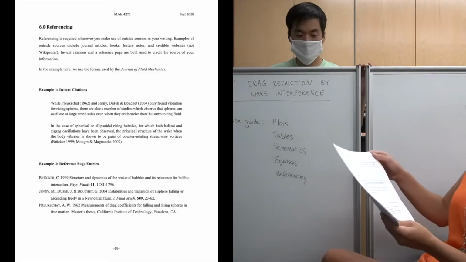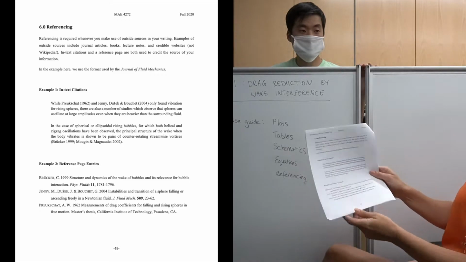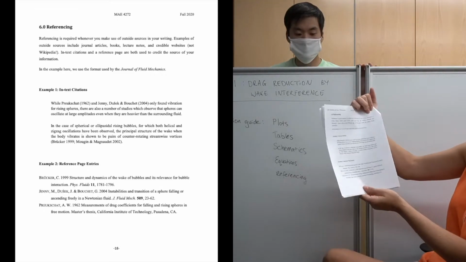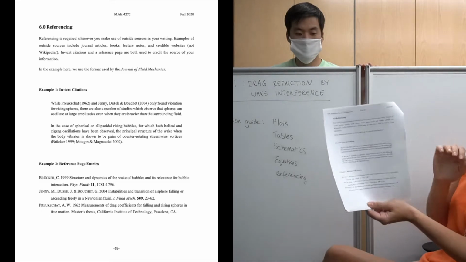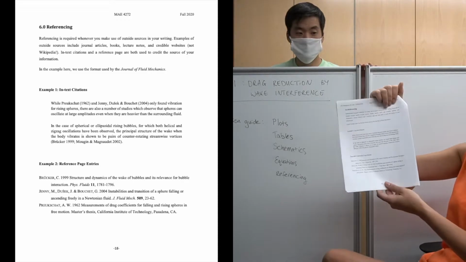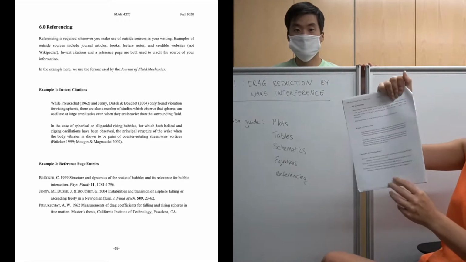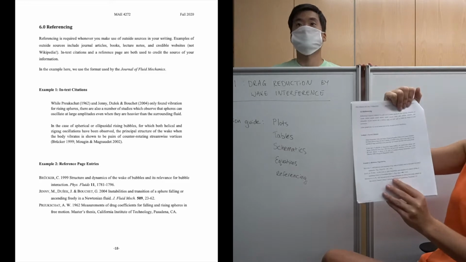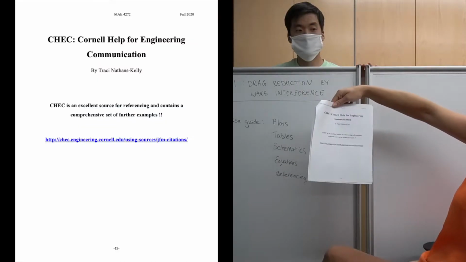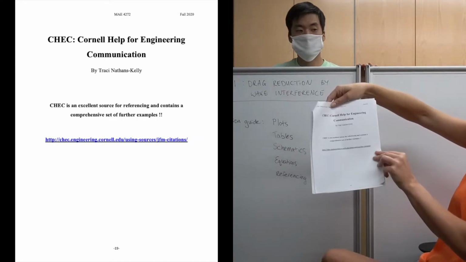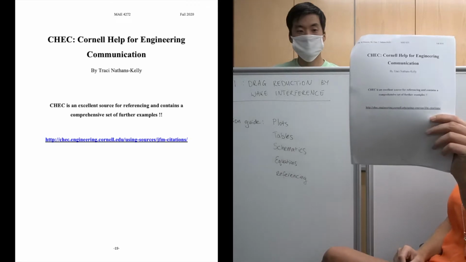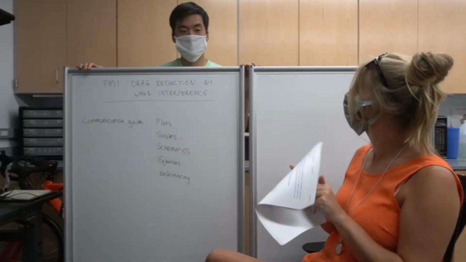Lastly, we want you to be referencing while you're doing this. We have some examples of in-text citations and a reference page entry. We recommend using the format used by the Journal of Fluid Mechanics, and that's what these examples are here. If you want further examples of how to cite in this style, you can look at this Cornell Help for Engineering Communication by Tracy Nathans-Kelly. Using this link at the bottom of your guide, that'll give you more citation examples.